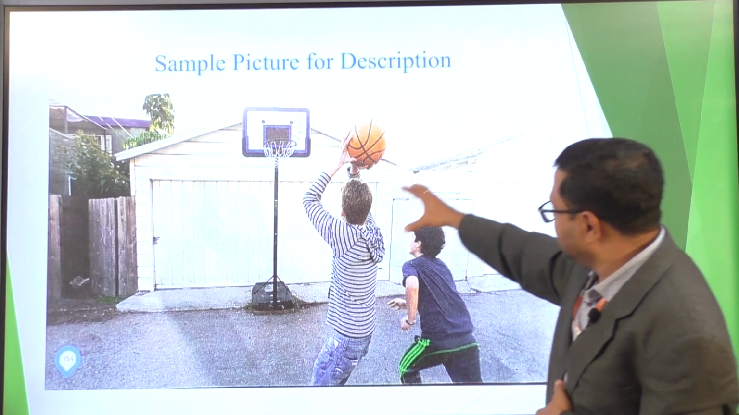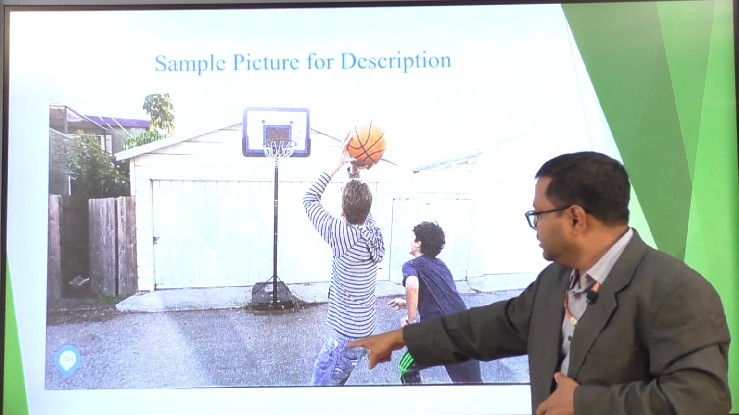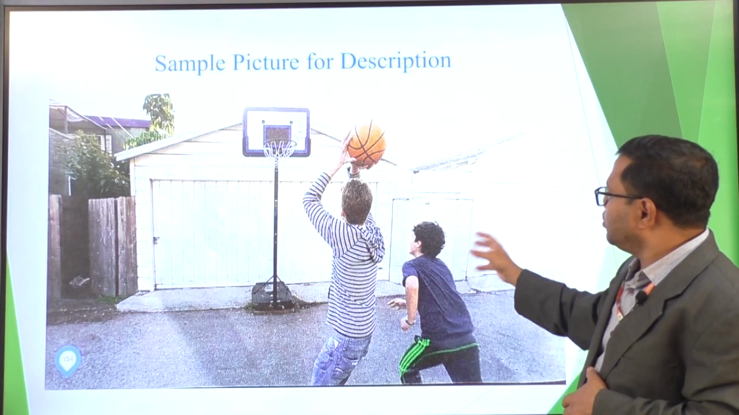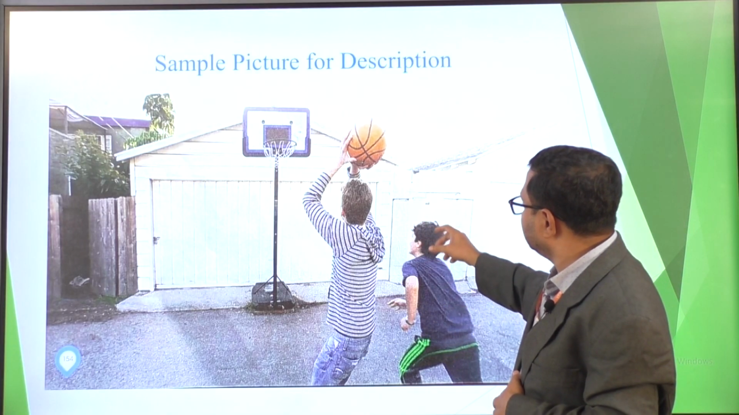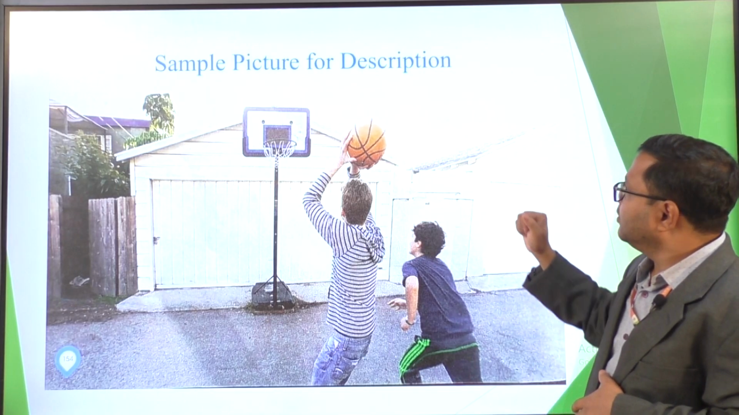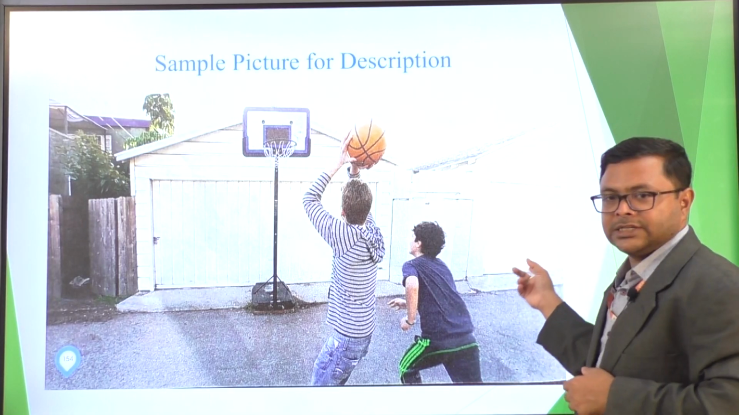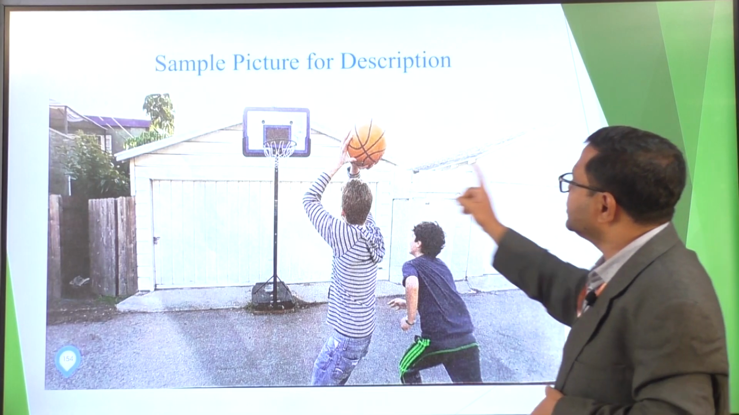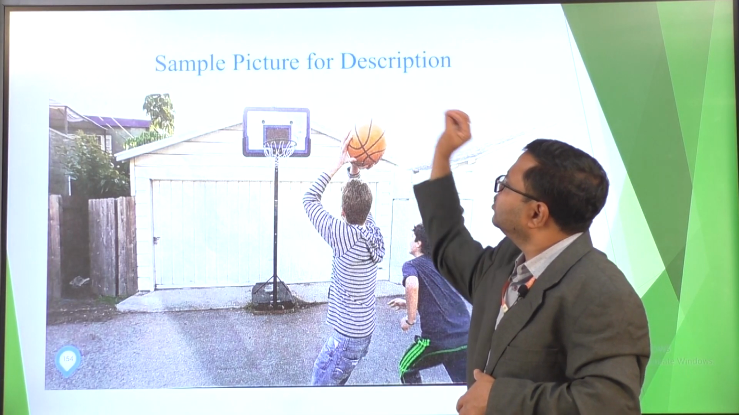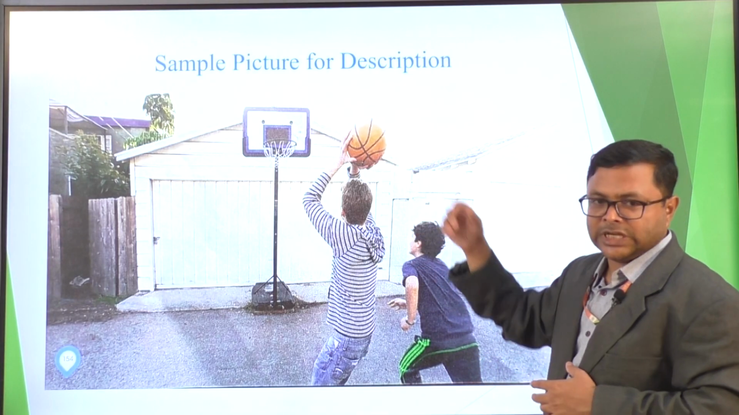So, where are they located? How many boys? What kind of dresses are they wearing? This boy is wearing jeans, this is a tracksuit. So, what is the color, what is the hair, are they friends or brothers? How would you decide? Okay. Whether it is sunny or cloudy, all these things you have to describe, who is doing what. One boy is trying to throw the ball in the basket, whereas the other boy is trying to chase.